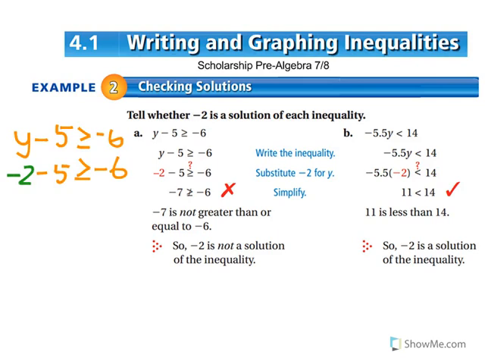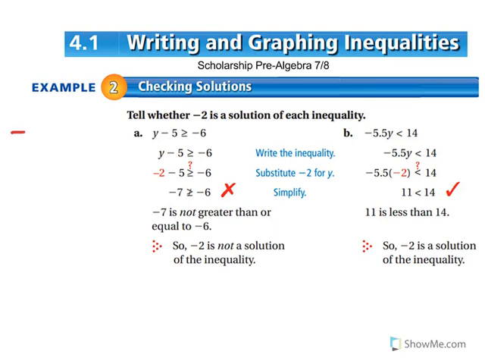And so -2 minus 5 will get us -7. So go ahead and write -7 is greater than or equal to -6. And is that true? Nope, it is not. So this is a big old no. And we look over for letter B as well. I'm going to go ahead and erase this. And so let's look for letter B.